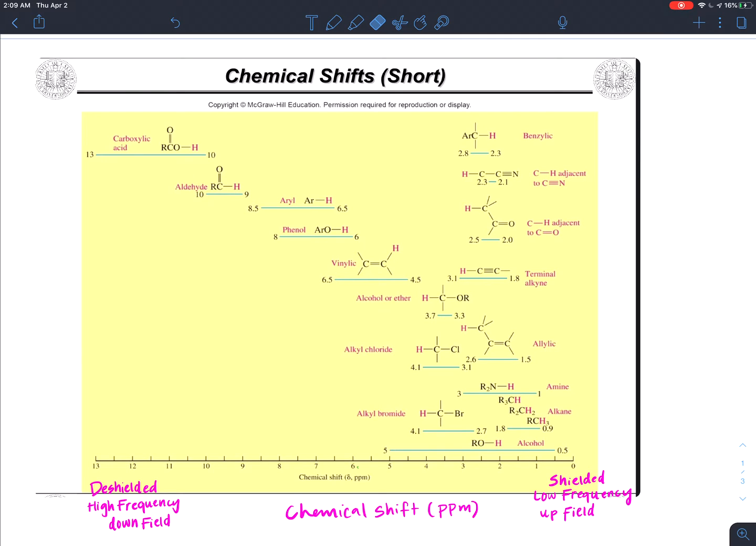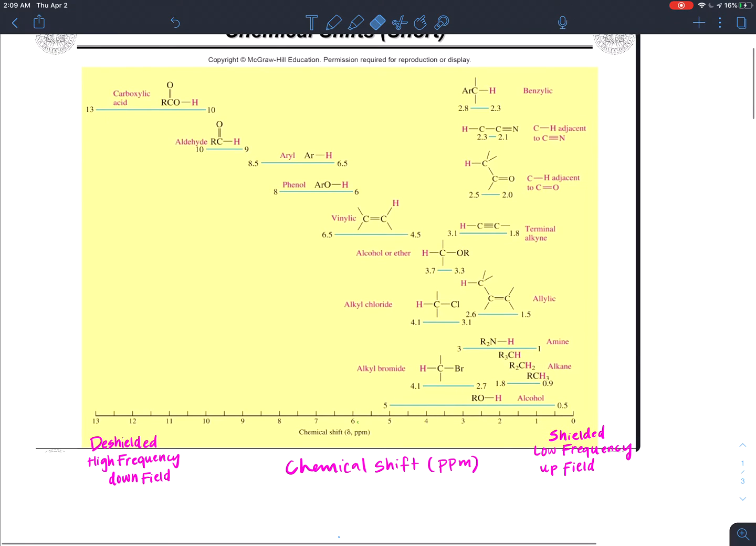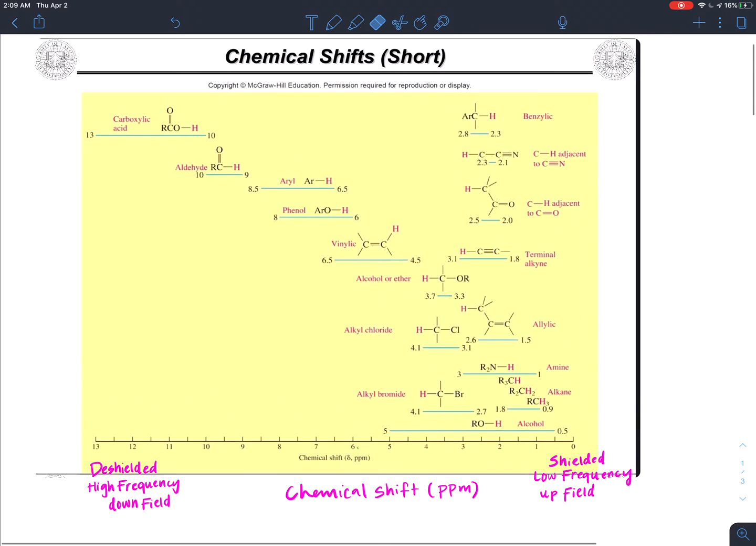Alright, hello everyone. Today we're going to be talking about hydrogen NMR or proton NMR. So the first thing I want you guys to know is chemical shifts. So this is right here, this is the chart for all the chemical shifts.